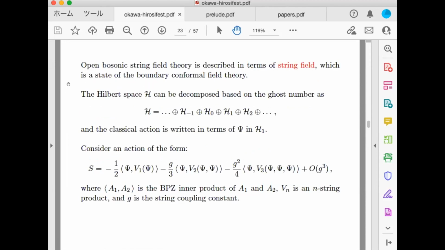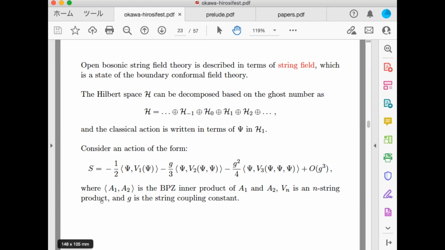Okay, so open string field theory is described in terms of string field, which is a state of boundary conformal field theory. The Hilbert space of this theory can be decomposed based on the ghost number. And the classical action is written in terms of the string field in ghost number 1 sector. Then we consider the action of this one. So this is the kinetic term. This is the cubic interaction.